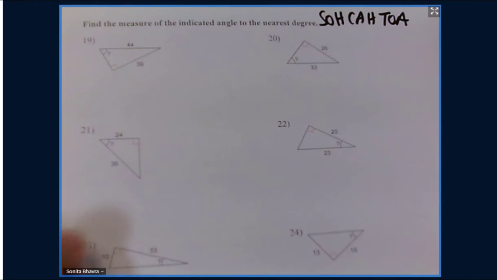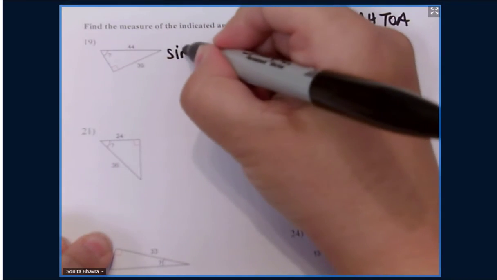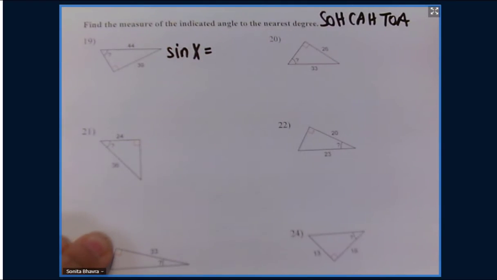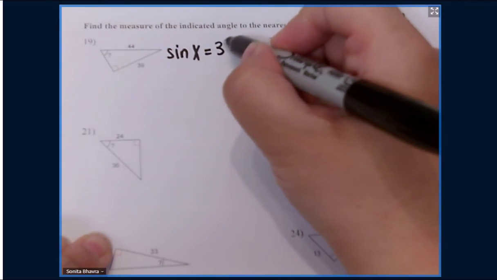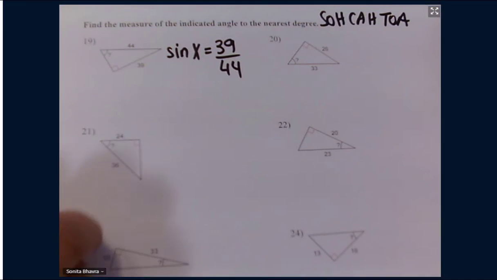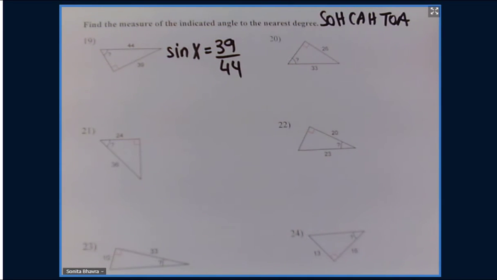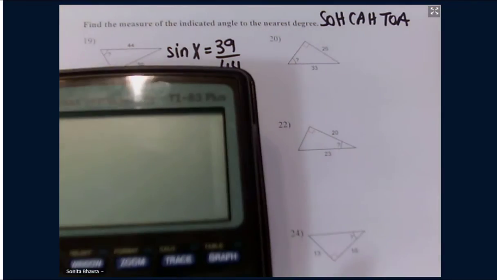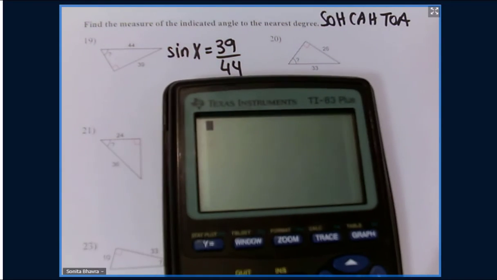Okay, so setting this up, I'm just going to call that missing angle x. So sine x is equal to opposite, which is 39, over hypotenuse, which is 44. Because we're solving for an angle, this is where you have to use second function sine in your calculator. You can still use the chart, that's okay as well.